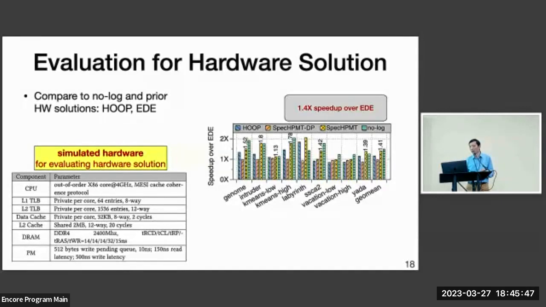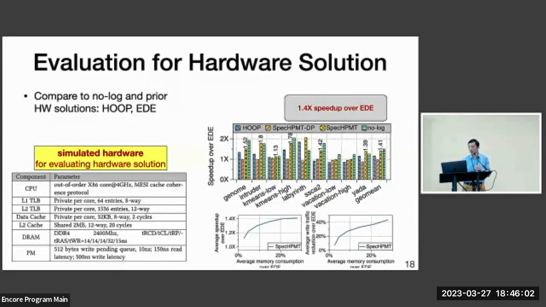And then for the hardware solution, we compare with, again, two state-of-the-art hardware solutions, HOOP and EDE, and the speedups are also substantial here. And also, because we talk about cold and hot data, there is this threshold that you can adjust. That's a trade-off between how much speedup you can get and how much memory overhead you will use.